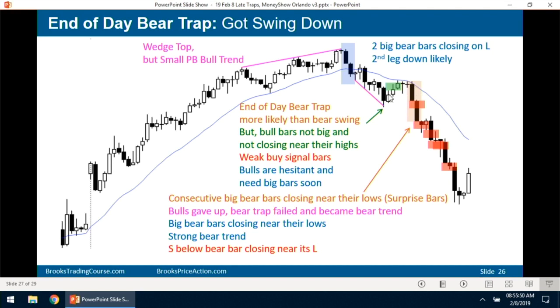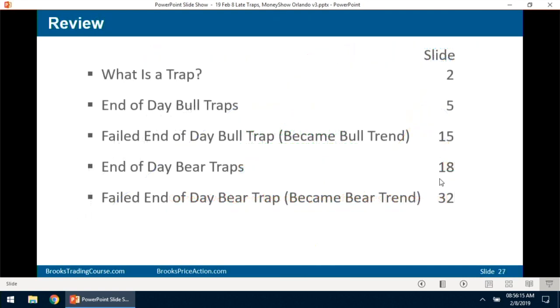So here we had what could have been a bear trap, here, and then here and here, yet we never got a bull bar closing near its high. We never got a bull bar with a body as big as the bear bars. So there was never a good buy, and then we got a very strong breakout. Consecutive big bear bars closing near their lows, probably the bulls giving up and the bears beginning a bear trend.